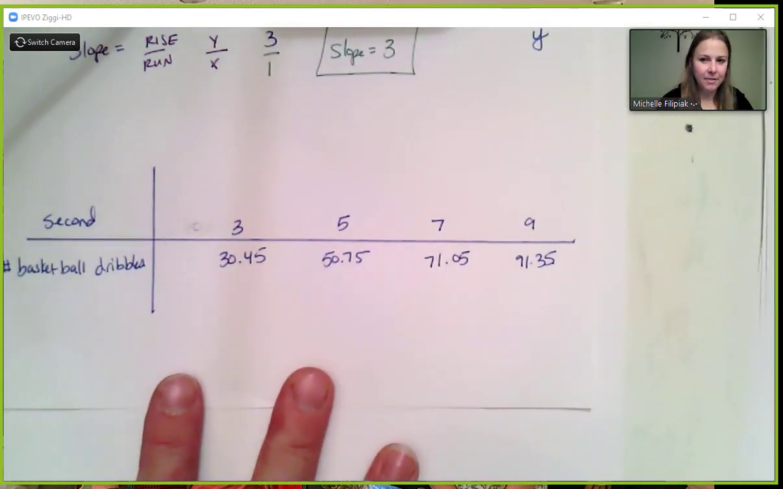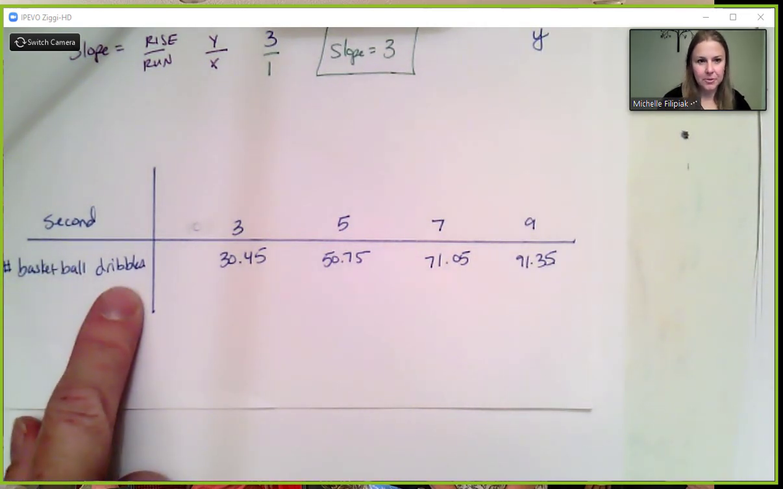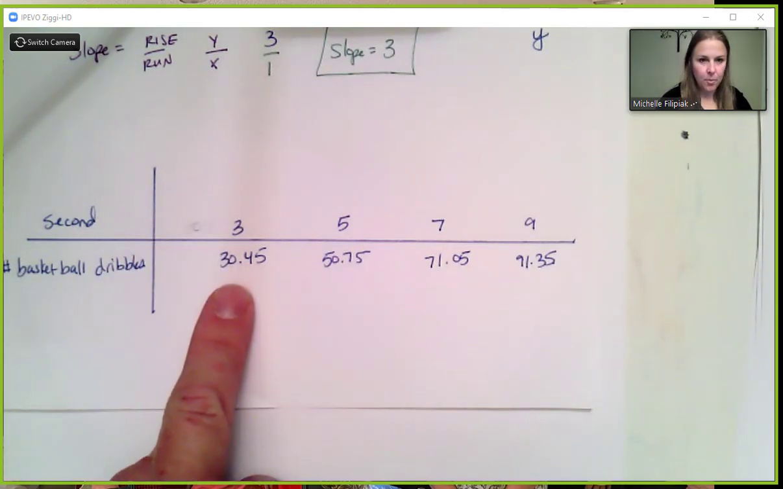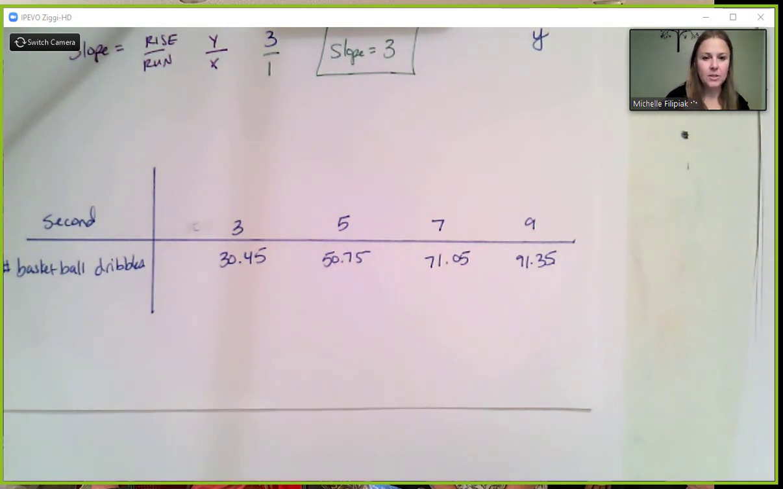Here's your next fun fact. This is a table of number of seconds and number of basketball dribbles per second. This is the Guinness Book of World Records person. So 3 seconds is 30.45 dribbles, 5 seconds, 50.75. So the question is, what is the slope?